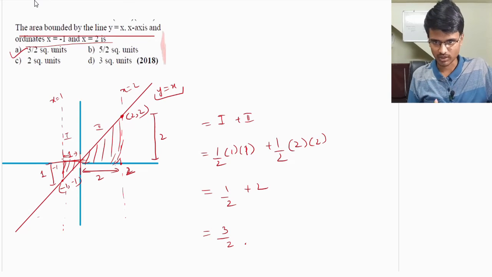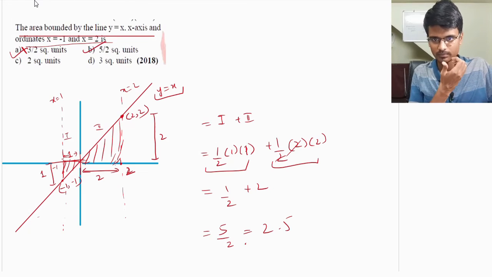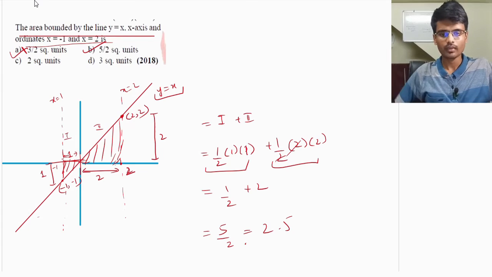Let me check this once, please, guys. 1 into 1 into 1 by 2, half base into height. 2 into 2 into 2, it is 4, the 2s get cancelled, and I'm left with 2. So 2 plus 1 by 2, I'm so sorry, is 5 by 2. No, it's not 3 by 2. This is 2.5. So the correct answer is option B. Okay, moving on.